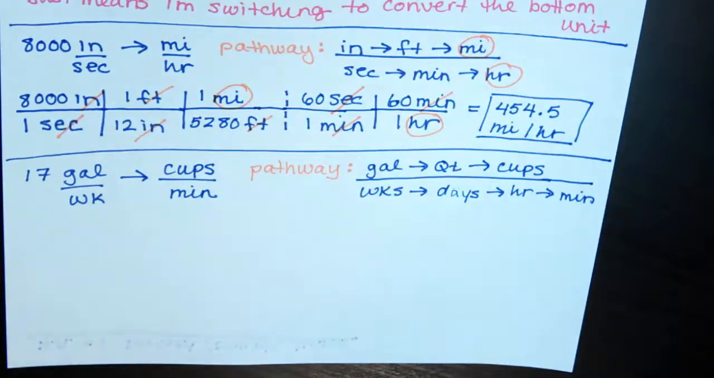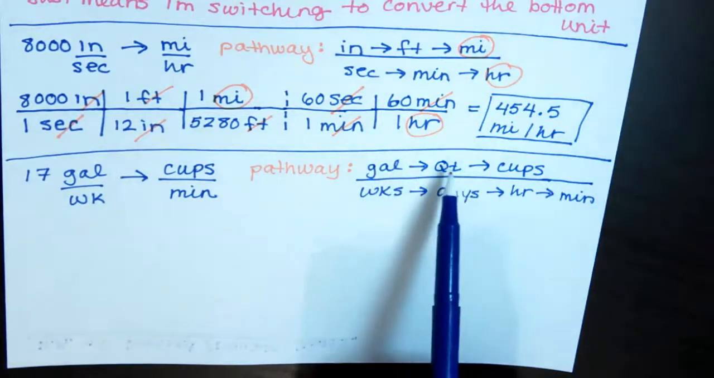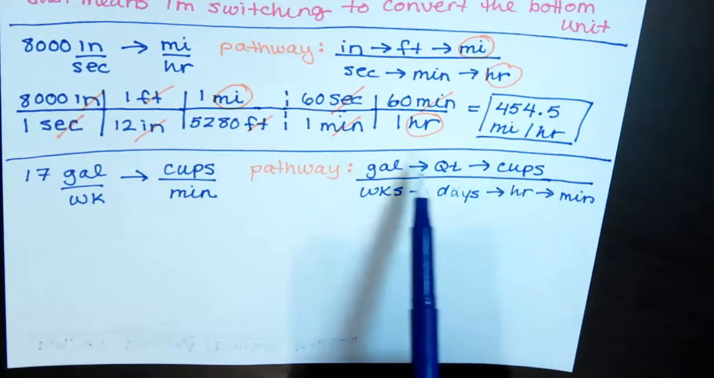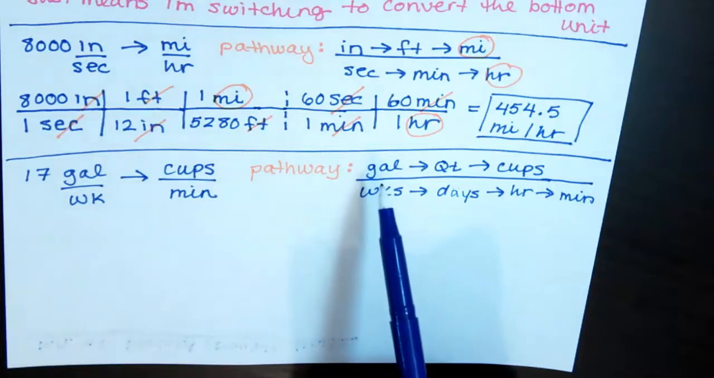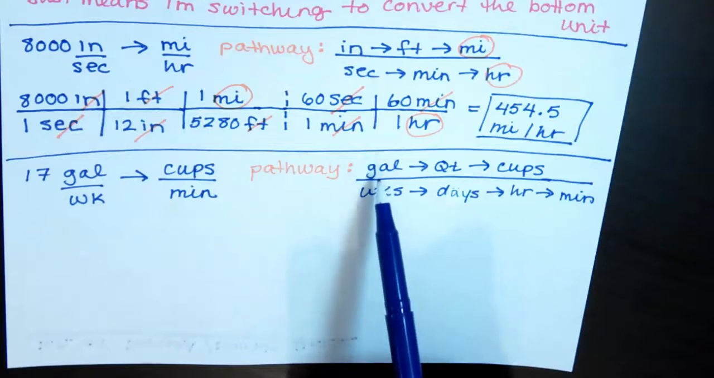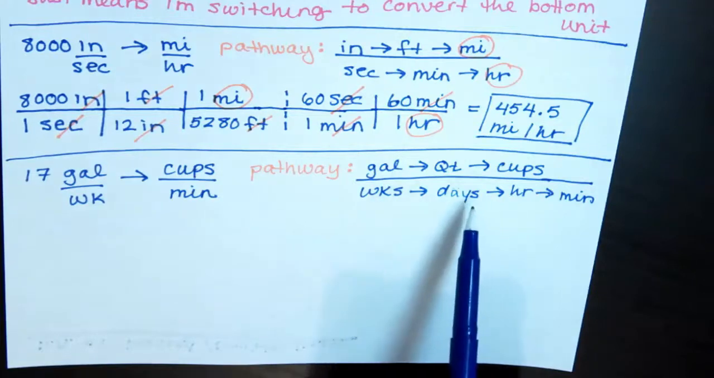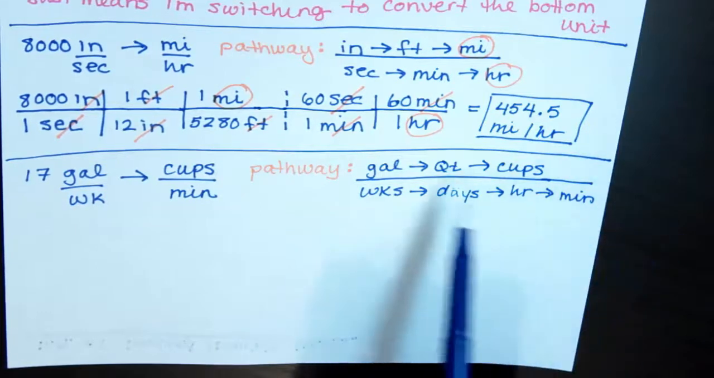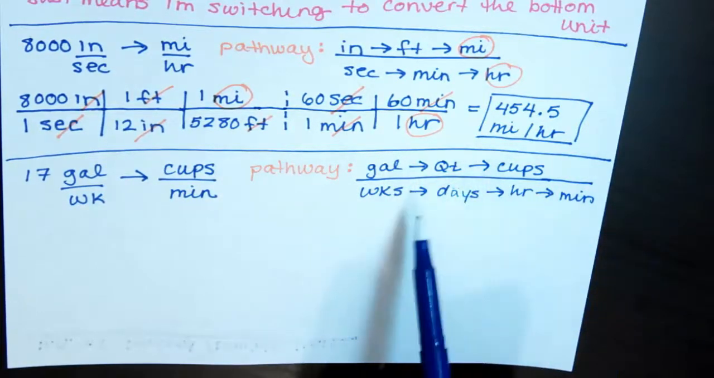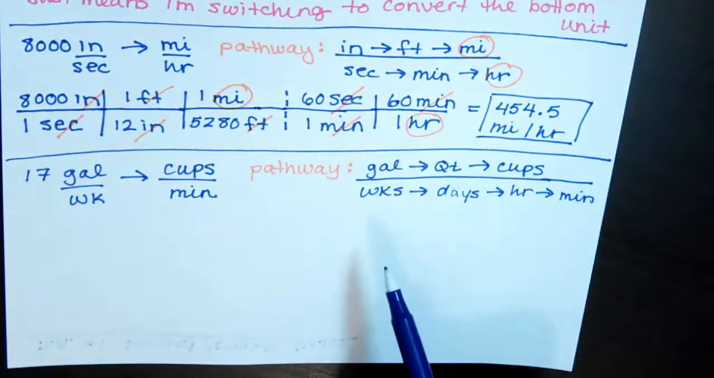Alright, so you can see the pathway I came up with for the top was to go from gallons to quarts and quarts to cups. There's lots of different pathways you can take. Remember, it's okay if we have different pathways. We may round our answer differently because we have different conversion factors, but the general answer should end up the same. On the bottom, I'm going to go weeks to days, days to hours, hours to minutes. It's totally fine if you have a different number of conversions on the top compared to the bottom. It does not have to match. Sometimes they do, sometimes they don't.